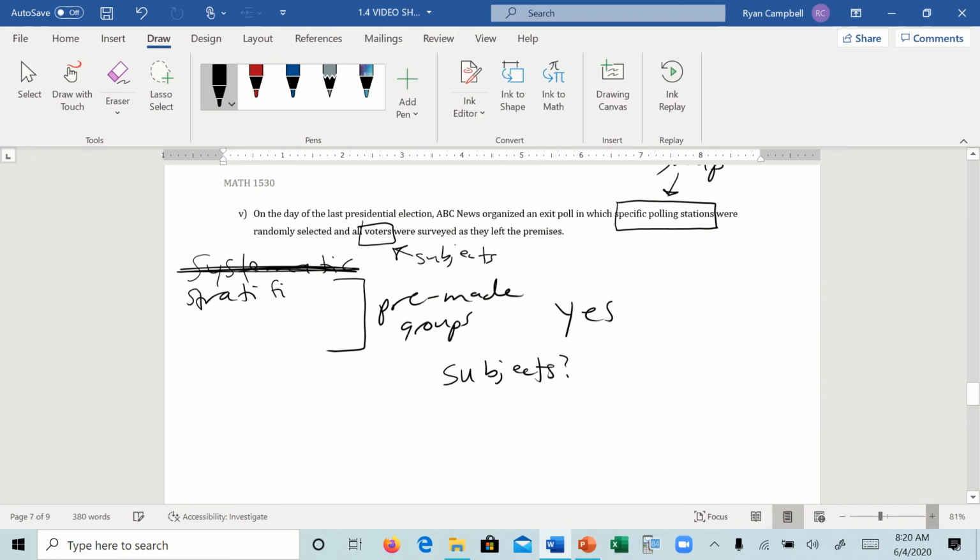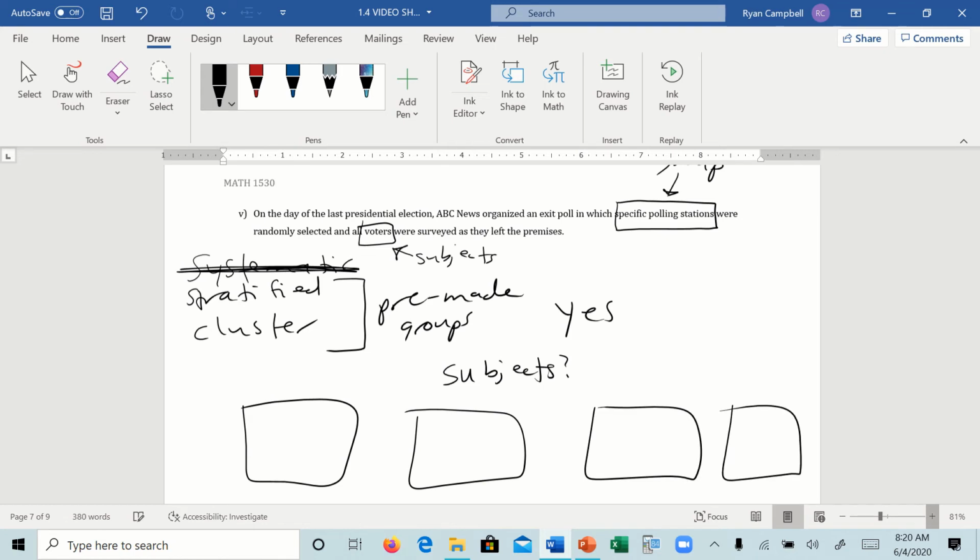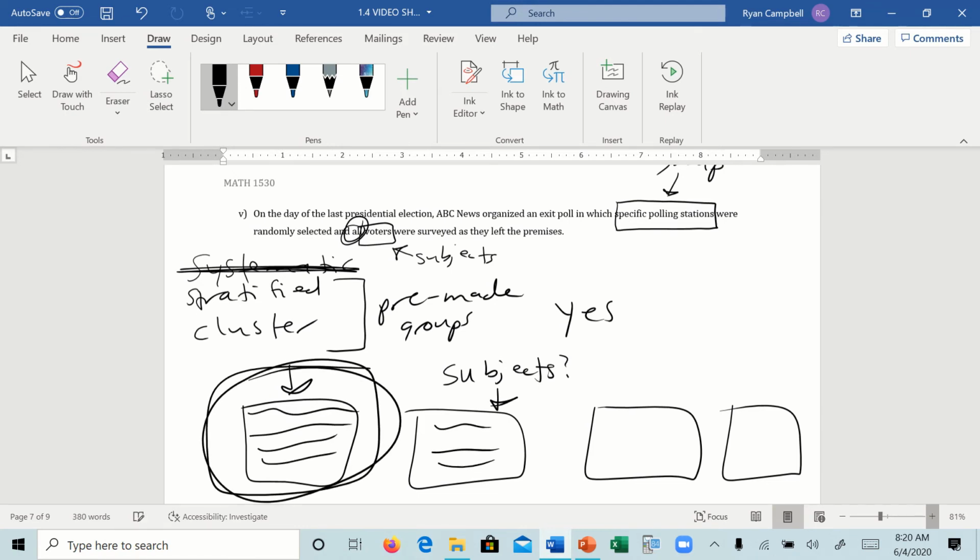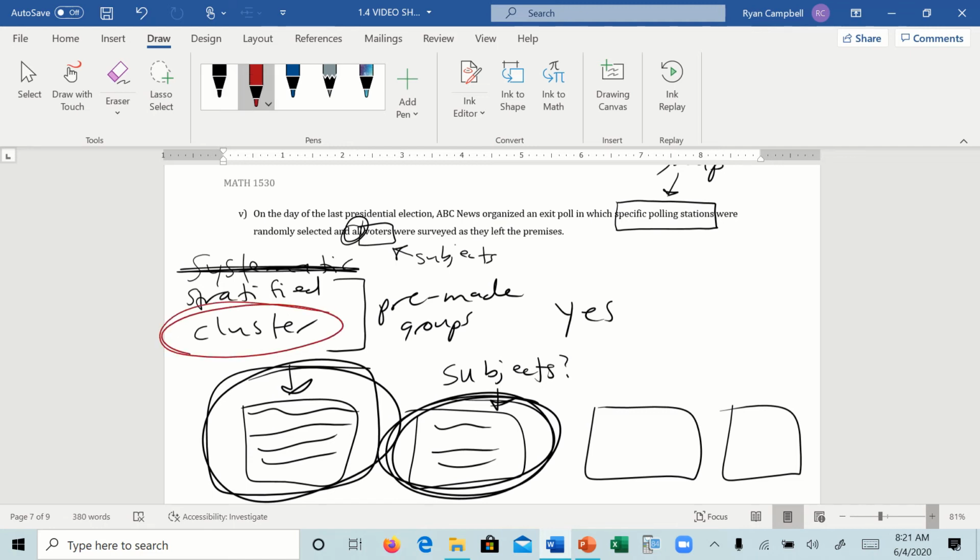So then the question is, is it going to be stratified or cluster? Well, it says that they went to polling stations. And these polling stations were randomly selected and all voters were surveyed. So if we picked these two, right? Every single person was picked and surveyed. So which one is this? Hopefully you remember this is the cluster method. Good.